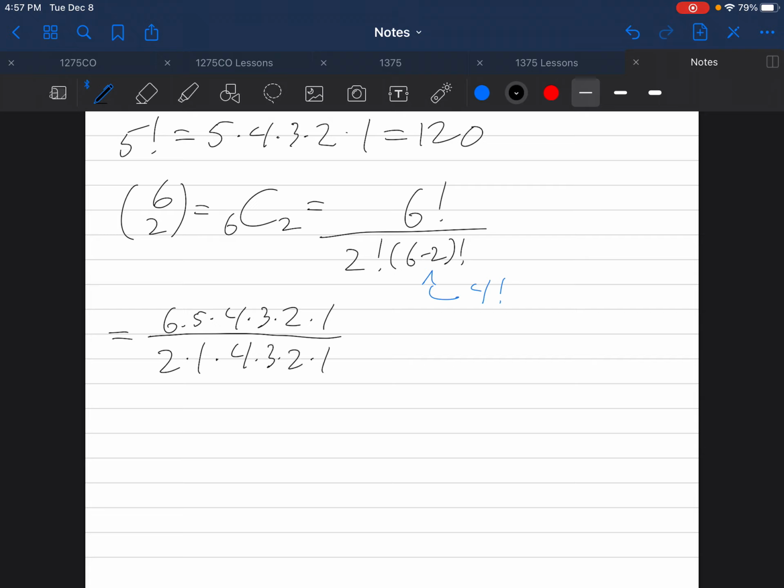Now the nice thing, instead of having to multiply all this stuff out, is that this is all multiplication, so these can be canceled. 4 times 3 times 2 times 1 can be canceled on top and bottom. So we are left with 6 times 5 over 2 times 1. And once again, we can reduce here. 6 over 2 can reduce to 3 over 1. And 3 times 5 is equal to 15.